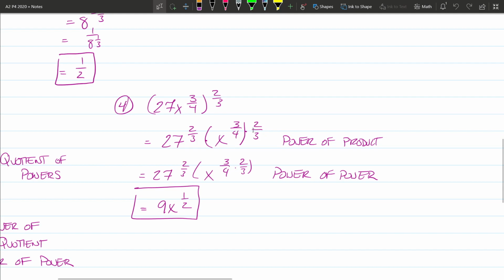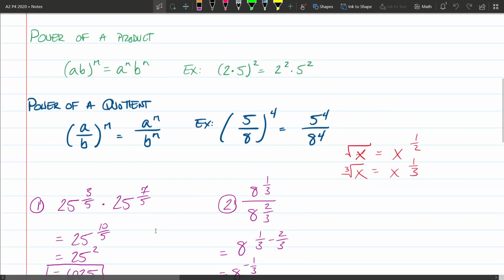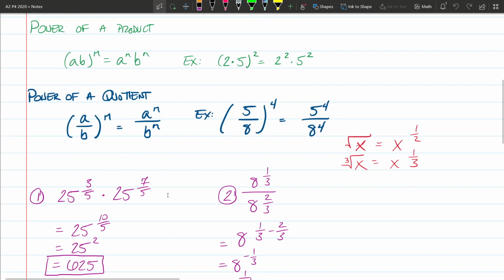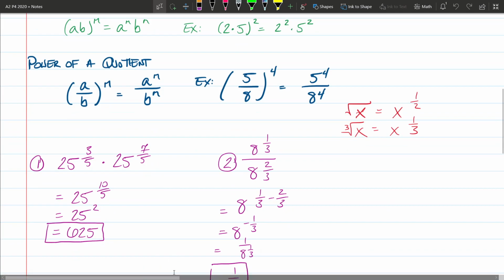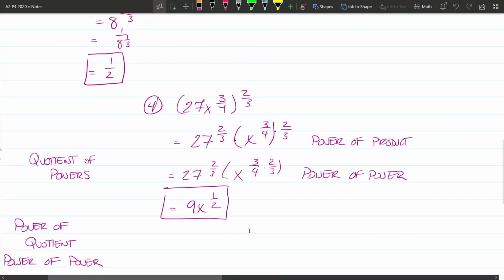And what happens when I do a power to a power here? Well, it looks to me, if we go back up here, when it was a power to a power, I'm going to multiply. We go back down here. That's exactly what I did. I said 3 times 2 is 6, and 4 times 2 is 12. We simplify that to 1/2 for our x term. 27 to the 2/3 power is 9. That's 27 squared, and the cube root of that.